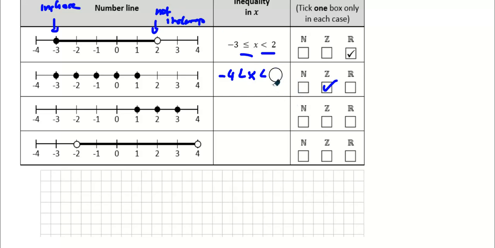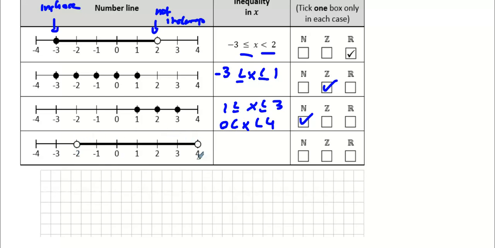You could change it to less than or equal to 1. That's another answer, because you're allowed to include the 1. Another answer could be -3 less than or equal to x less than or equal to 1. All those answers are good. Now this one here, we know it's n because it's 1, 2, and 3. Starts at 1, we include the 1, and it ends at 3. You could also say 0 less than x less than 4 if you wanted. There's many permutations you could use here in these answers.